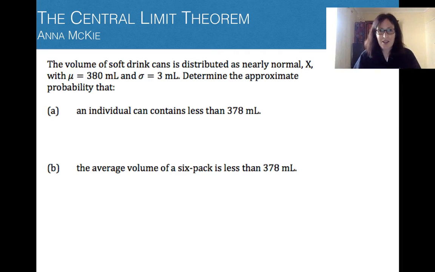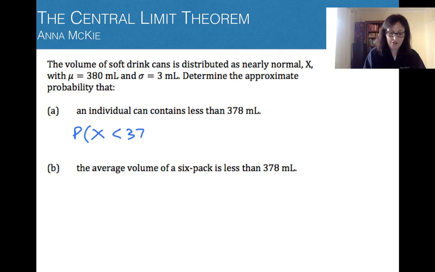So let's get on to an example to put this all into practice. The volume of soft drink cans is distributed as nearly normal, and we're calling that x, with a mean and standard deviation of these. Now determine the approximate probability that an individual can contains less than 378 mils. So we need a probability statement that a randomly chosen can is less than 378 mils.